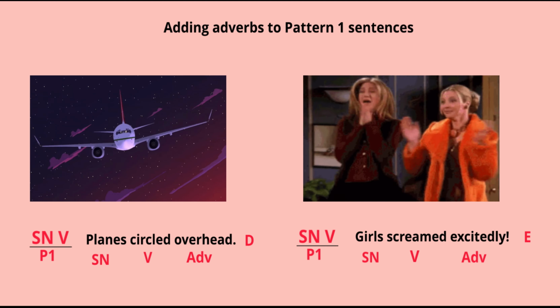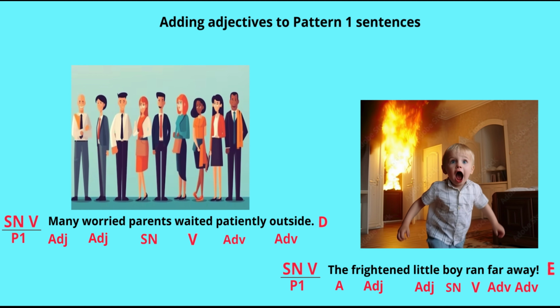Now let's try adding adjectives to pattern 1 sentences. Many worried parents waited patiently outside. So how many parents? For an adjective, what questions does an adjective answer? What kind, which one, and how many? So how many parents? Many. So many would be the adjective. What kind of parents? Worried parents. So worried would be an adjective. And parents is the subject noun in the sentence. And what did the parents do? What was the action? Waited. So waited will be the verb.